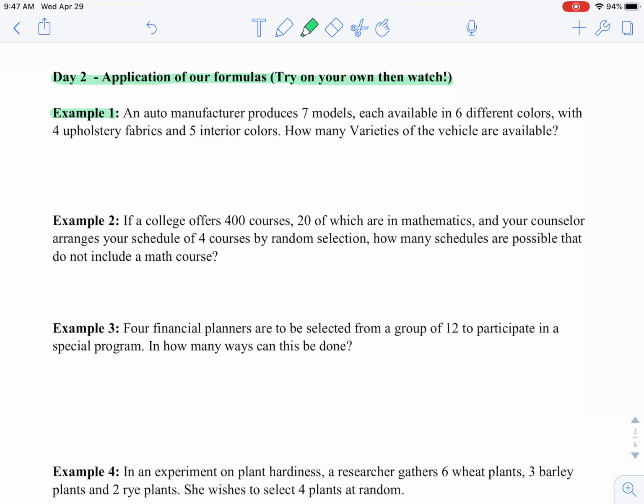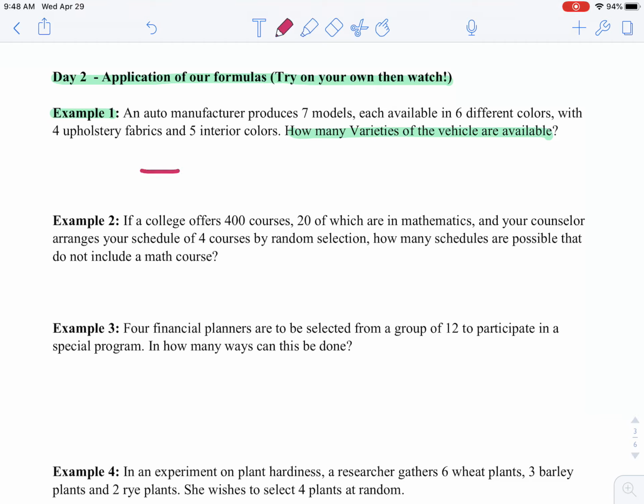So example 1, an auto manufacturer produces 7 models, each available in 6 different colors with 4 upholstery fabrics and 5 interior colors. How many varieties of the vehicle are available? Okay, so again, I have 7 models to pick from. Each of those models can be in any of the 6 colors. They can have any of the 4 upholstery fabrics and any of the 5 interior colors.